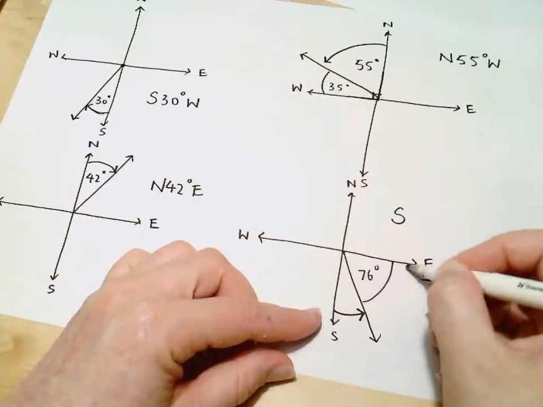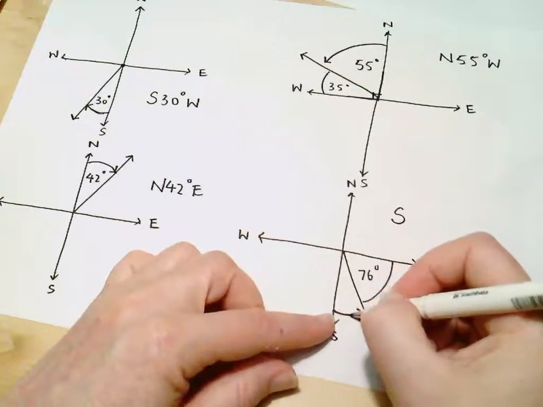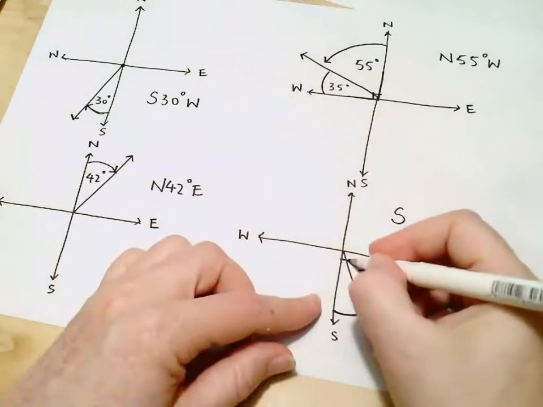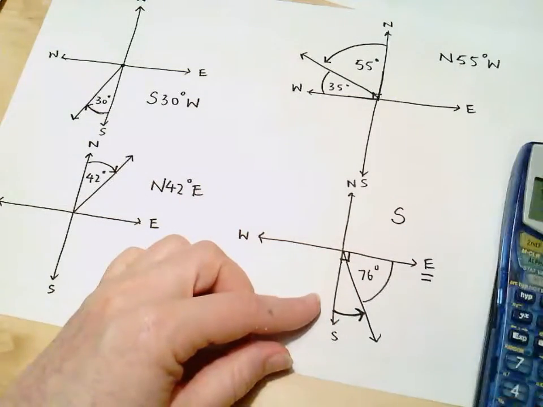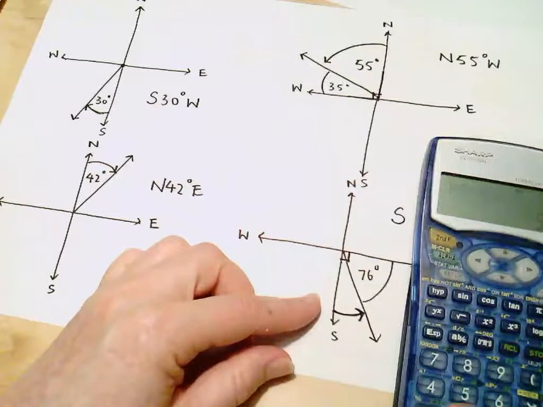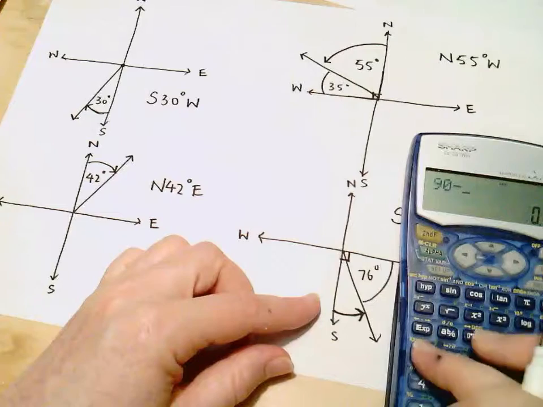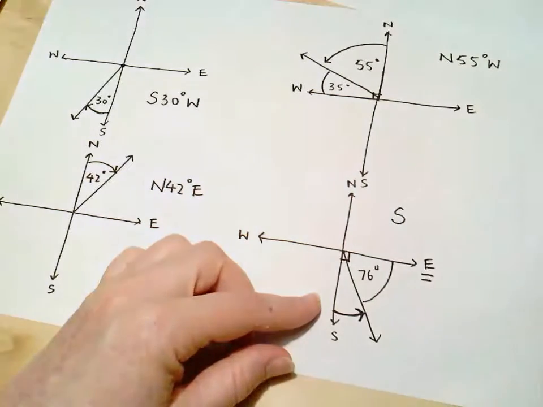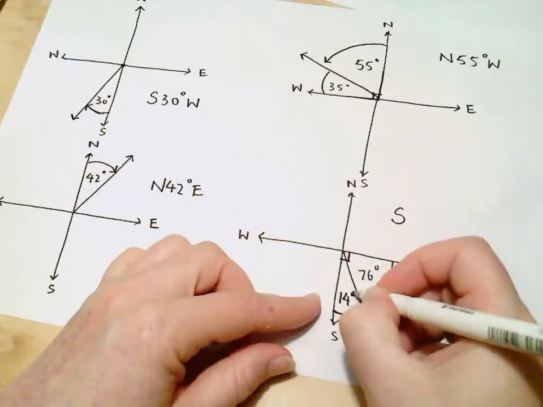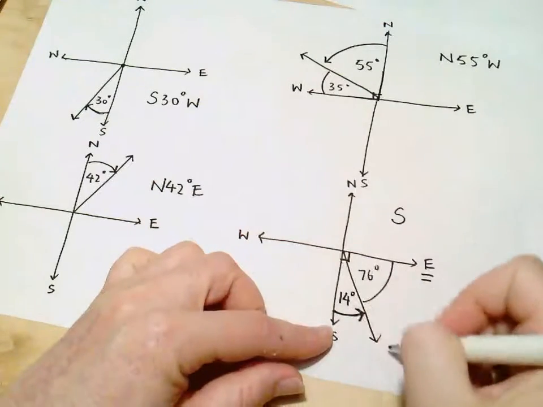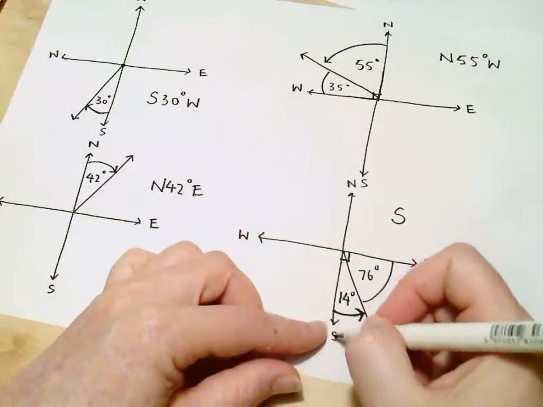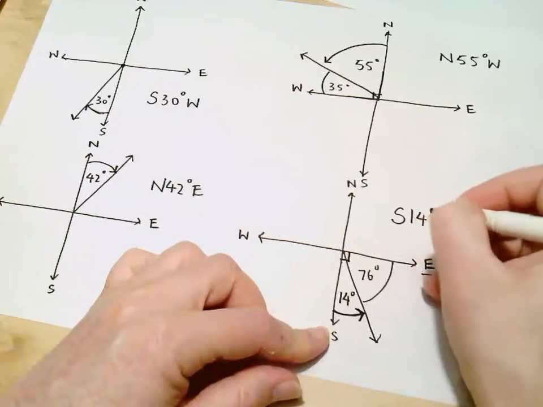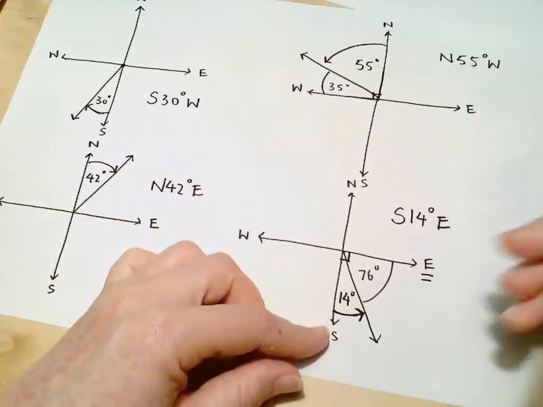It's not 76 degrees because that's from here. How far is it from here? Again, this is a right angle, of course, which is 90 degrees. So what is 90 take away my 76? This angle here must be 14 degrees. So this compass bearing, or this point, is south 14 degrees to the east. Okay? They're compass bearings.